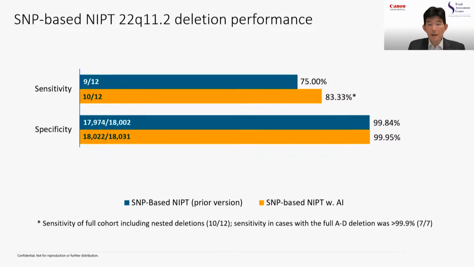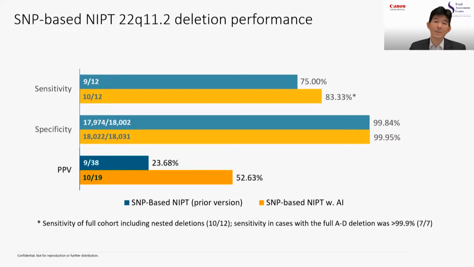The first two columns here, the sensitivity and specificity, I think we do know that the NIPT, particularly the SNP-based NIPT, does detect up to 83% of the 22q11 microdeletions. But I think the new data presented from the SMART study shows that the positive predictive value, previously 23%, has now been increased to 52% using the AI technology, which is now incorporated into the SNP-based tests that we are being offered these days.